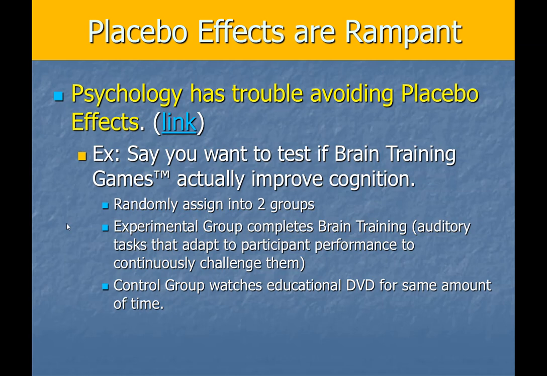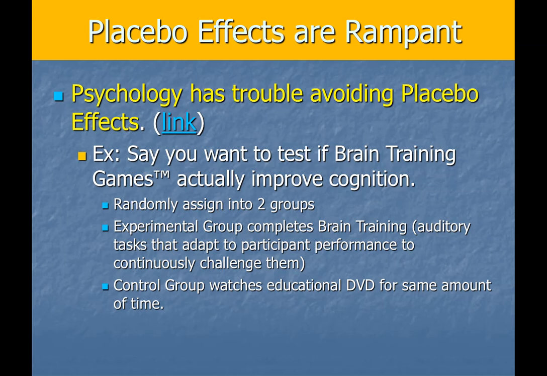And the experimental group is going to complete a brain training game, which, let's say, is some auditory tasks that adapt to participant performance to continuously challenge them. So they're doing the brain training games. The other group, the control group, let's say they just watch an educational DVD for the same amount of time. Or maybe even they just sit there for the same amount of time. That's our control group.